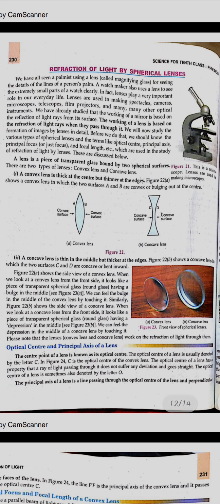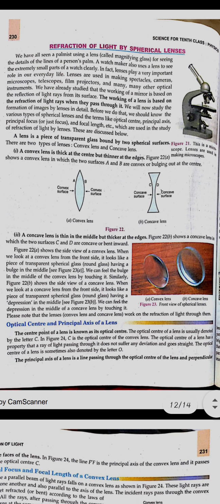We know the lenses are used in making our goggles, spectacles, microscopes, telescopes, and many other optical instruments.